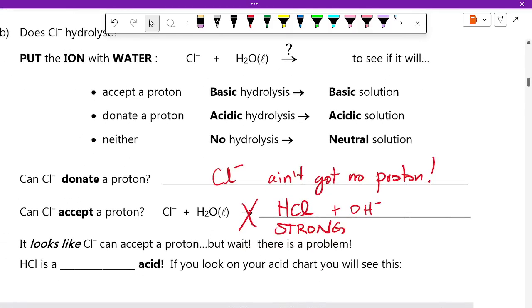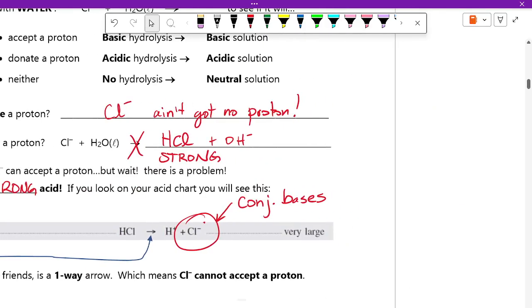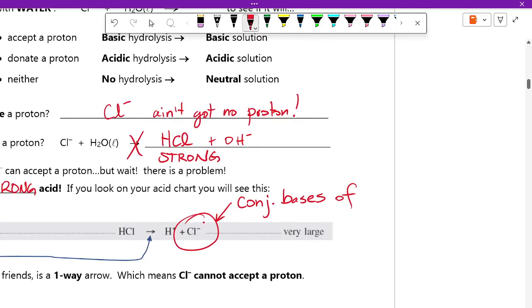So it kind of looks like chloride can accept a proton, but hydrochloric acid is a strong acid. Conjugate bases of strong acids cannot hydrolyze.